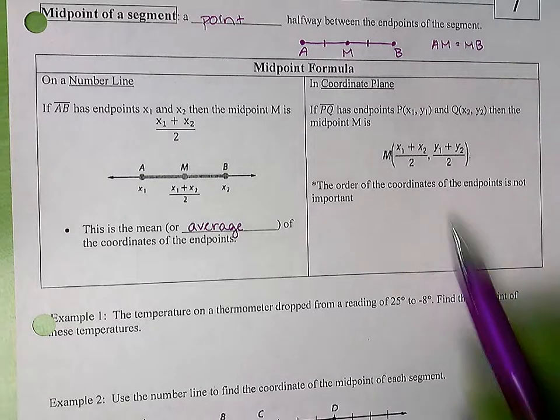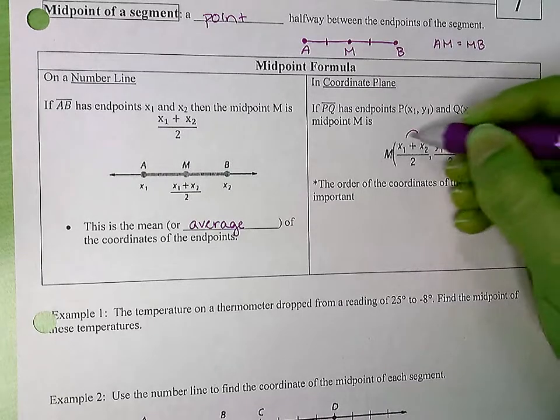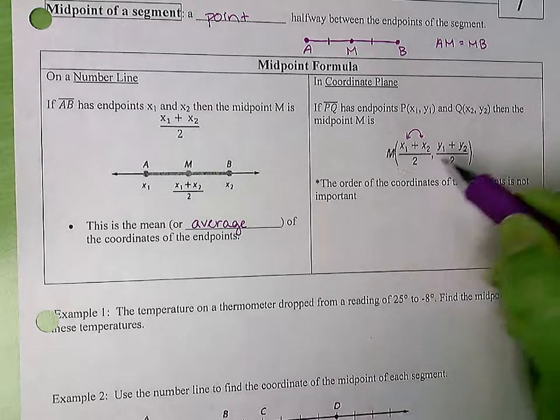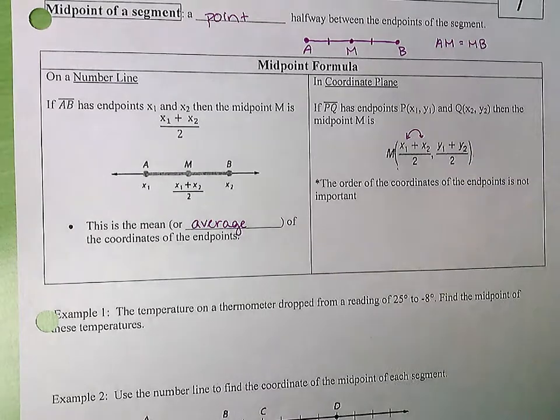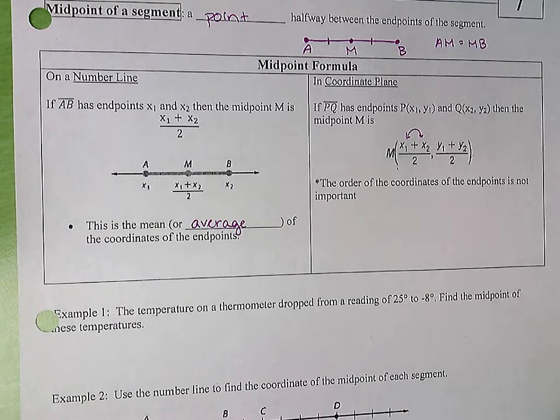Now the order of the coordinates of the endpoints isn't important, so you can flip-flop x sub 1 and x sub 2. You're adding them together, so it doesn't matter which one comes first, as long as you put your x's in the x coordinate spot and your y's in the y coordinate spot. Make sense? Questions on that?